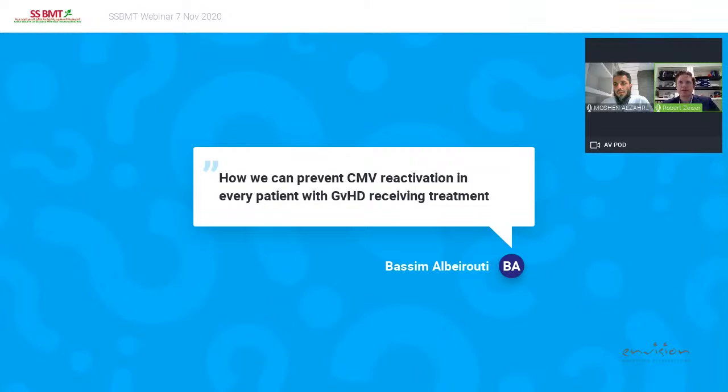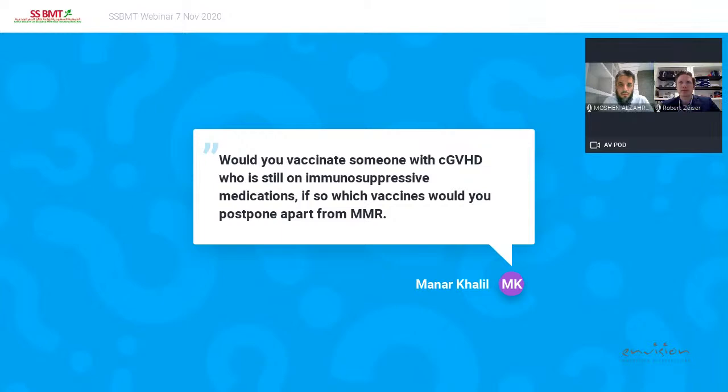Another question. Would you vaccinate someone with chronic GVHD who is still on immunosuppressive medication? If so, which vaccine would you postpone apart from MMR? Good question. So if a patient is on corticosteroids above 10 milligrams, I would not vaccinate, because then the activity of the vaccination is probably very, very little. I would rather wait until I can reduce the corticosteroids. Also, we know that these vaccines often have adjuvants that cause immune activation, and you might even trigger chronic GVHD. So if there's no urgent need, I would avoid that.